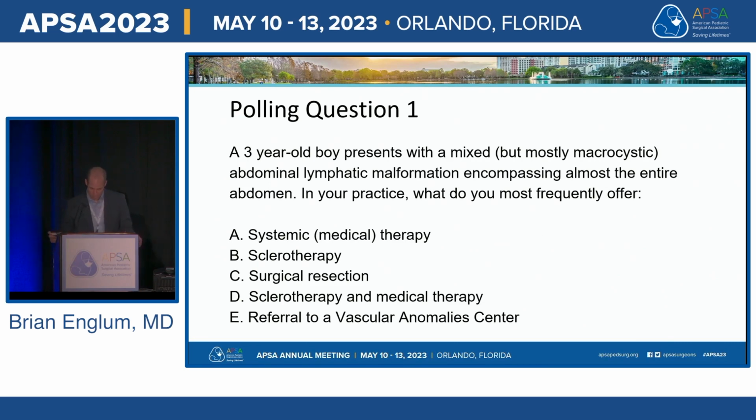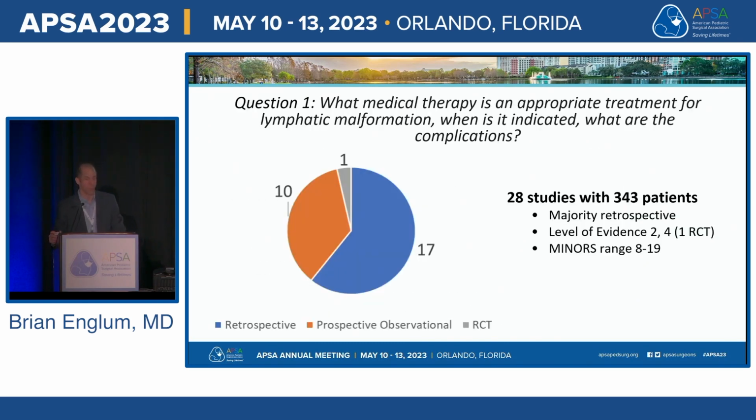All right, so looking at the polling results here, it looks like a little more than a third would offer sclerotherapy and medical therapy. Another 25% would offer sclerotherapy. A few would offer surgical resection or referral to a vascular anomaly center. And no one has offered systemic medical therapy alone, which is a perfect segue into question 1.